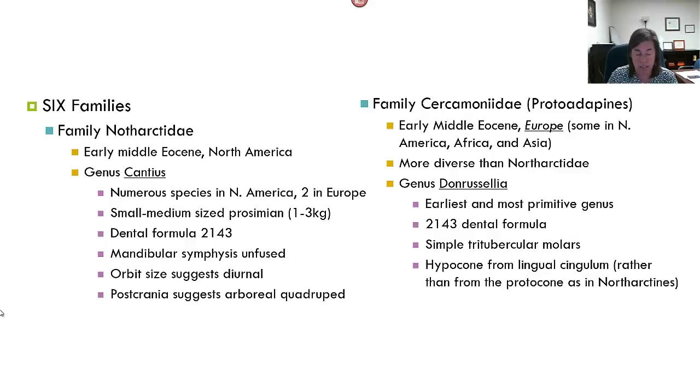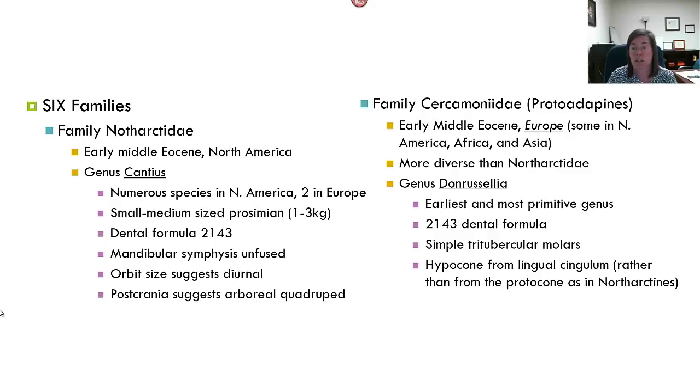The second family that I want to mention is the family Cercamoniidae, also known as Proto Adapids. These are from the early to middle Eocene. They're predominantly European in their distribution, but there are a couple in North America, Africa, and Asia, not many. They're much more diverse than the Notharctidae. The best known genus of this family is Donrussellia. It's the earliest and most primitive genus.